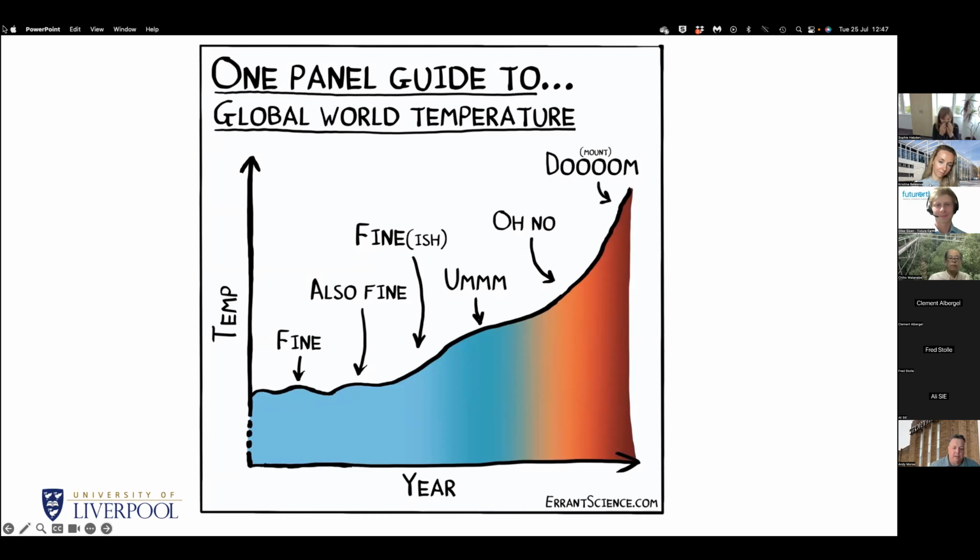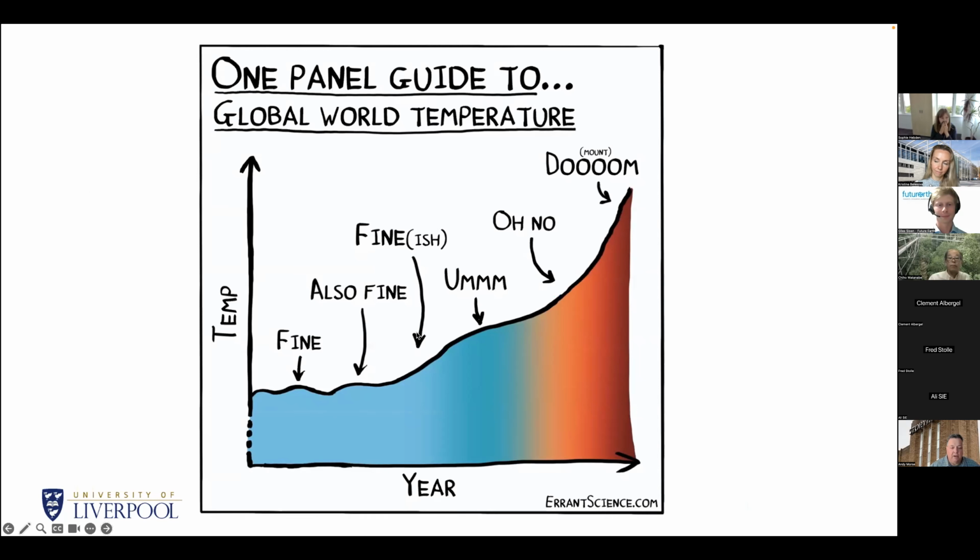I think I probably started to do this work when we were on "fine-ish", and I've been through the "we reached the oh no", and this year with unprecedented indicators in the Earth climate system, at least from observations of the atmosphere and the ocean, we're some way towards doom. And I think this really emphasizes the urgency of the problem that we have in terms of understanding the impacts of climate change on the whole Earth system.